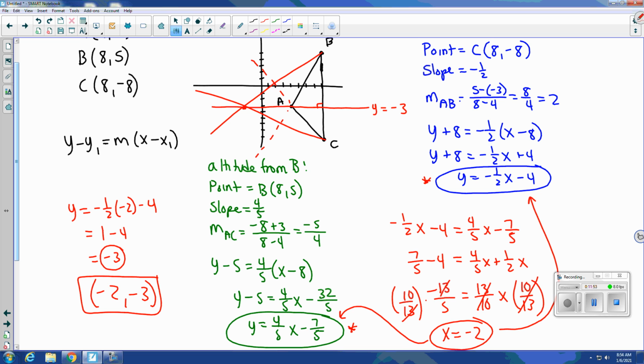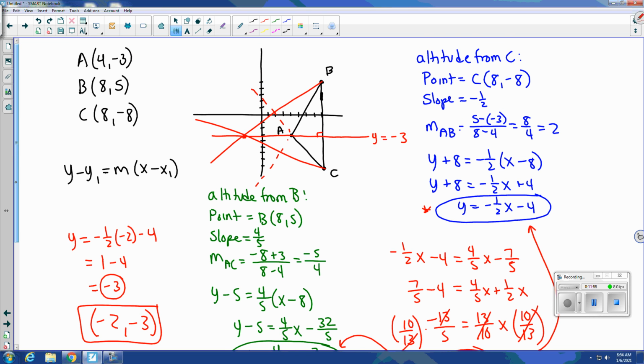But again, in summation, the idea is to write the equation of two of the three altitudes, put it in slope-intercept form, and then because both equations are equal to y, they must be equal to each other. And then you can solve for the x-coordinate. Once you find the x-coordinate, you substitute back in. So you're solving a system of two equations and two variables.